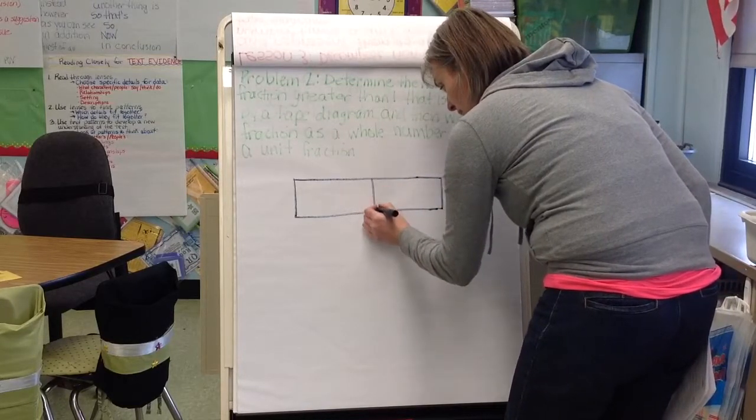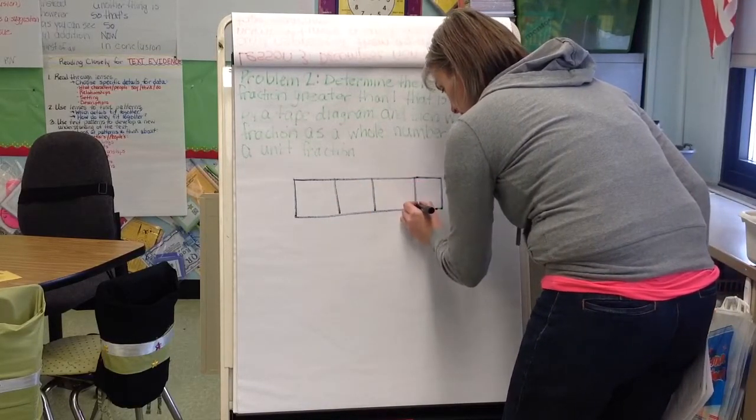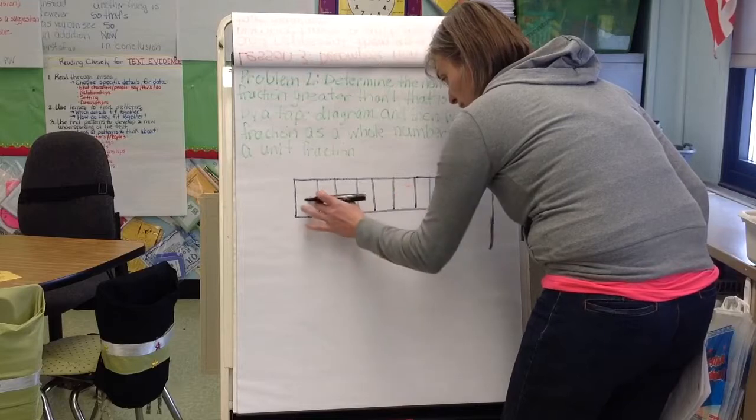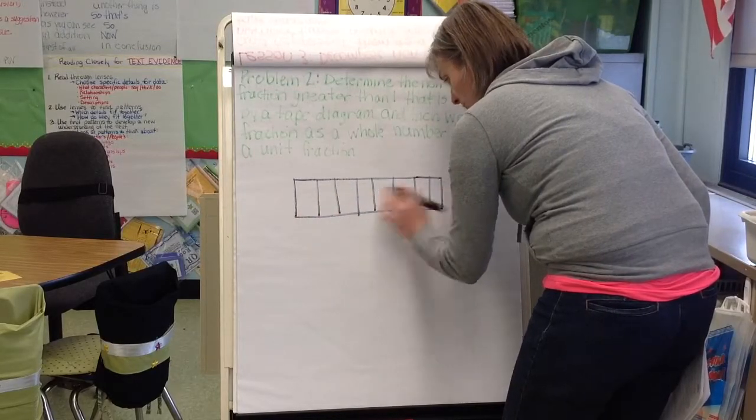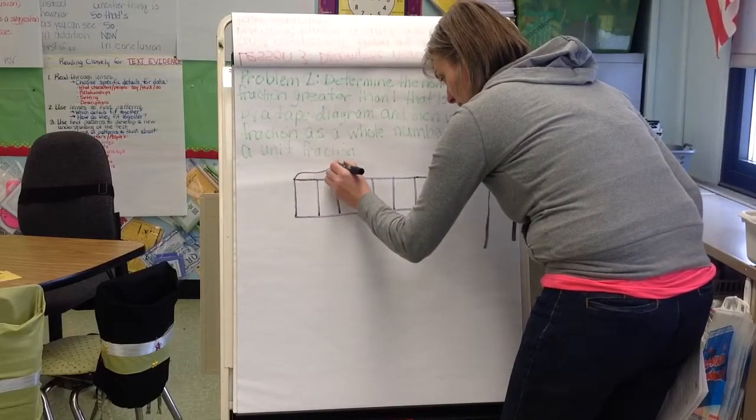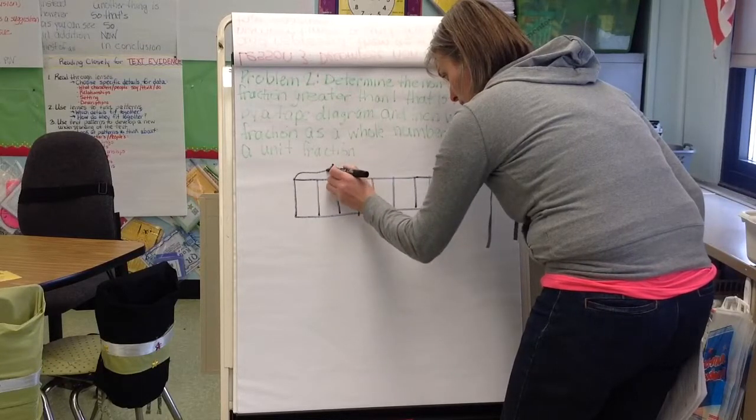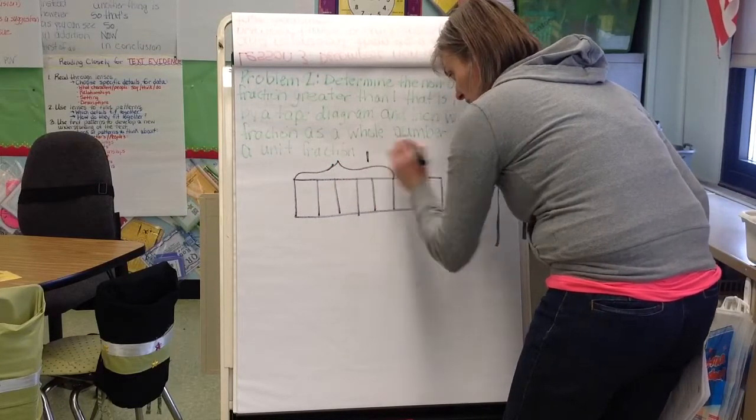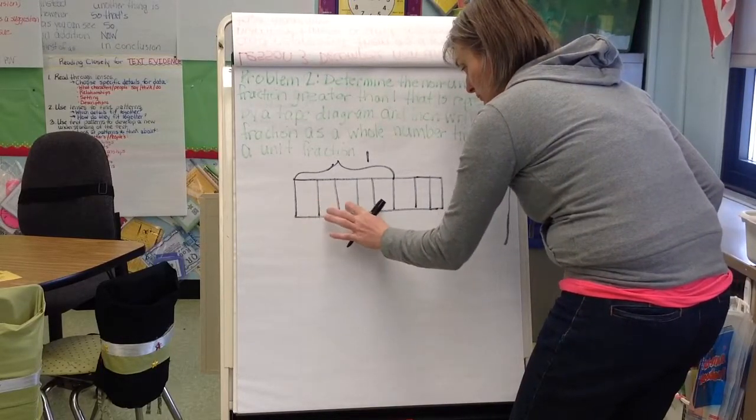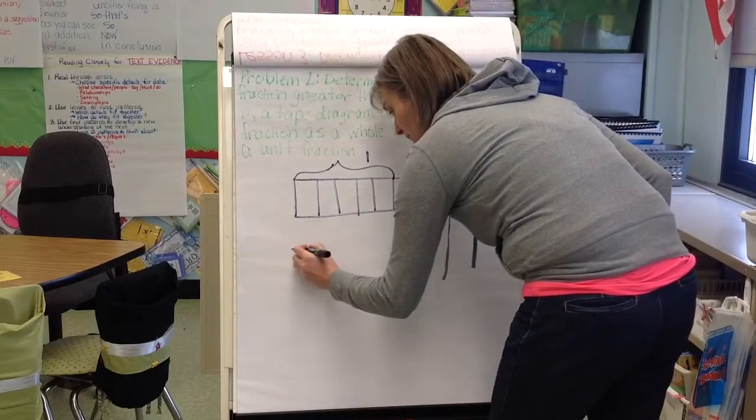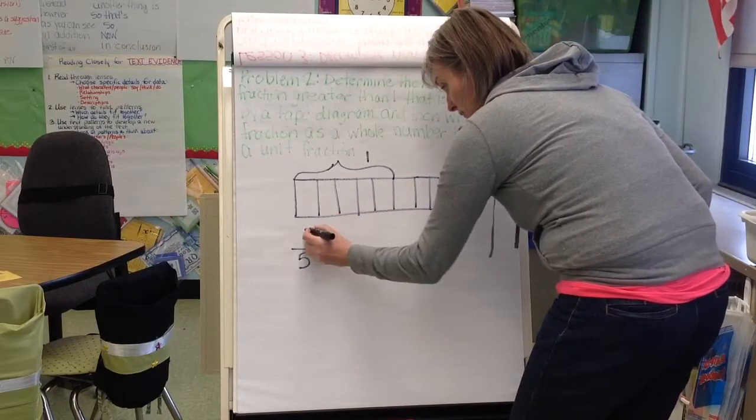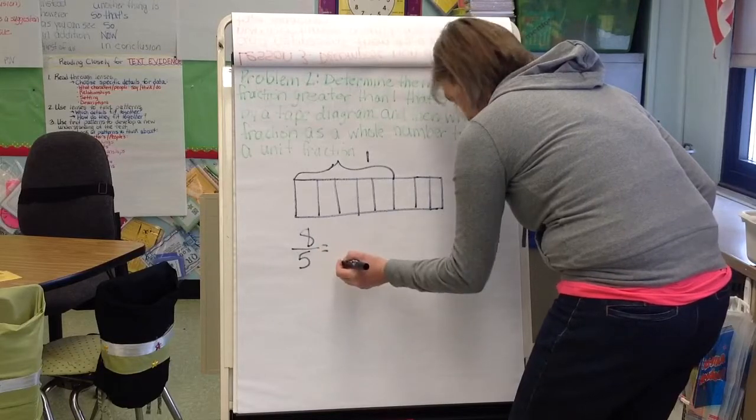Okay, so let's draw a tape diagram. 1, 2, 3, 4, 5, 6, 7, 8. So let's say 1, 2, 3, 4, 5. This represents 1. So our unit fraction is fifths. We have 8 of them though. Notice there's more than 1. We have 8/5.